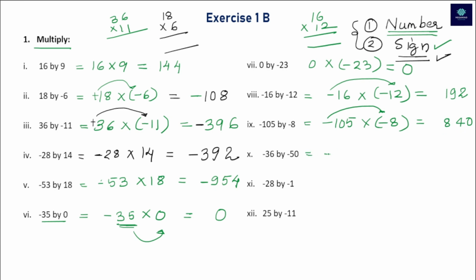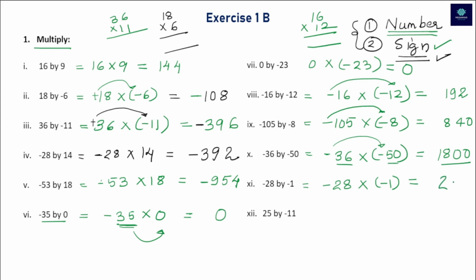Coming to question number 10, minus 36 gets multiplied with minus 50. So first 36 and 50 are to be multiplied and we get our answer as 1800. Now let us see the sign here. So minus is plus. So we don't write here plus sign, it is just 1800. Next is minus 28 into minus 1. 28 into 1 will give us 28. Minus is plus. So you get here plus 28. That is, your answer will be simply 28.